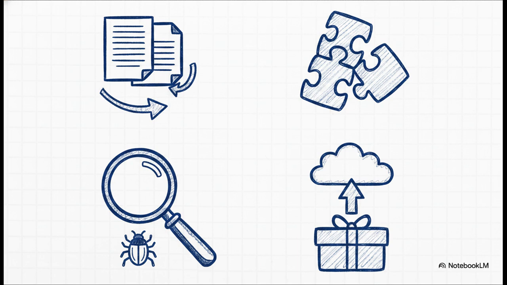Let's break down those 4 activities. First up, version management. This keeps track of different versions and stops those nasty overwrites we talked about. Industry standard tools for this include things like Git or Subversion.